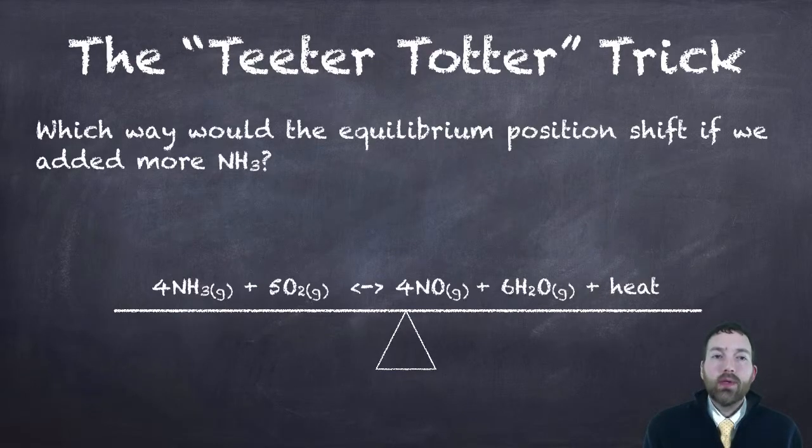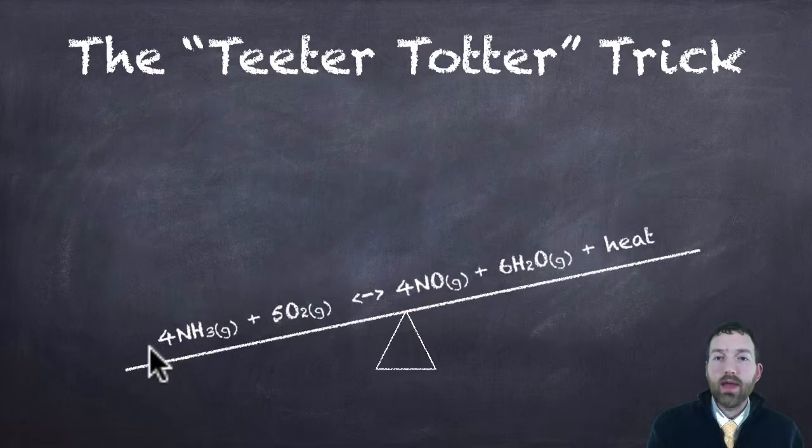So let's look at an example here. Which way would the equilibrium position shift if we add more NH3? So here's my reversible reaction, and it is at equilibrium because I have a reversible reaction here. And they're asking what's going to happen if we add more NH3. So NH3 is on the left. That's like adding a kid to the left-hand side of this teeter-totter. The teeter-totter will tilt to the left and get out of balance. So Le Chatelier's principle says that the reaction is going to shift in a way to relieve that stress. So the reaction will shift to the right to bring it back into balance.